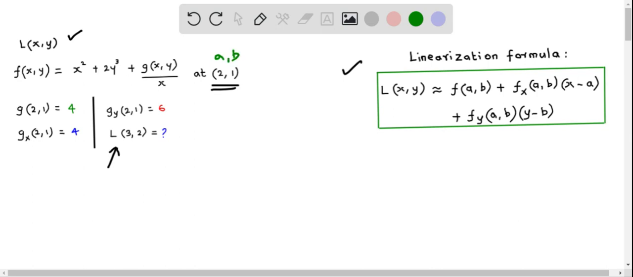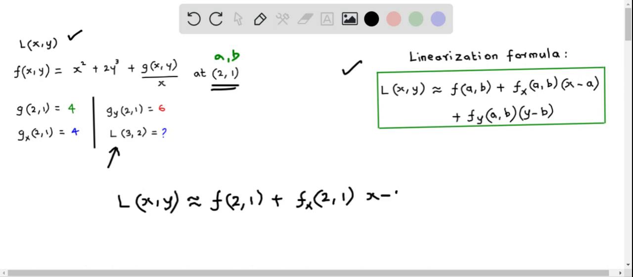So let me write the linearization equation, that is L of x,y. This is approximately equal to f of a,b. Since a equals 2 and b equals 1, this will become f of (2,1) plus fx of (2,1) times x minus 2, since a is 2, plus fy, which is the partial derivative of the function with respect to y at (2,1), times y minus 1, since b is 1. So let's consider this equation as equation number 1.